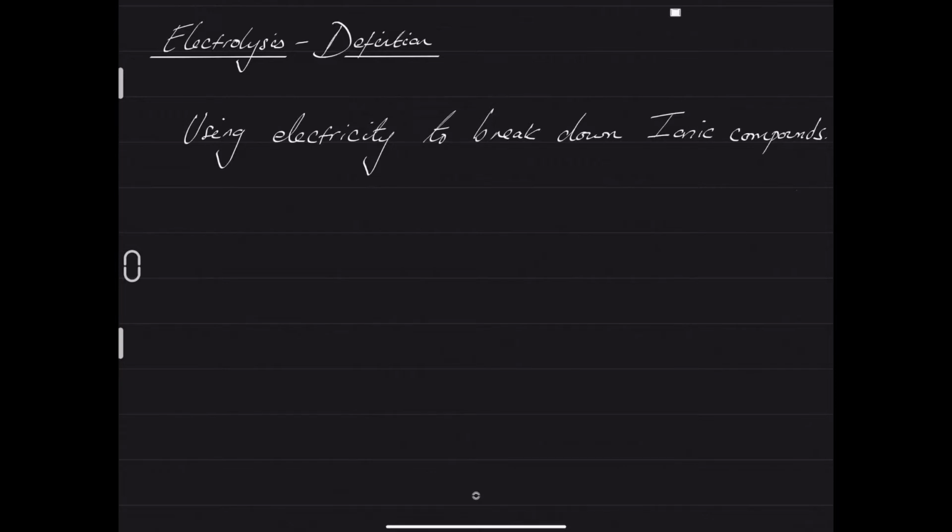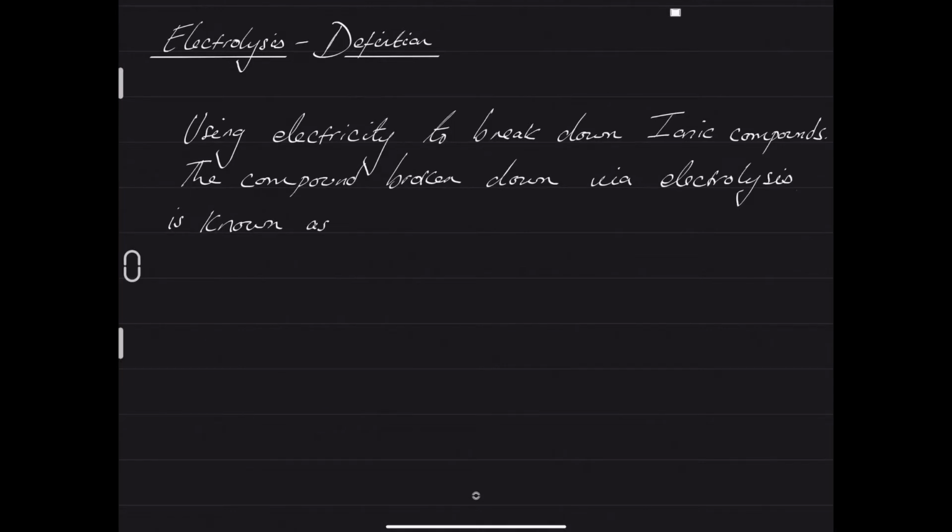Now, another way in which we can phrase the ionic compound part of the definition is to call the compound that is being broken down via electrolysis an electrolyte. So we say the compound broken down via electrolysis is known as an electrolyte, or as the electrolyte.